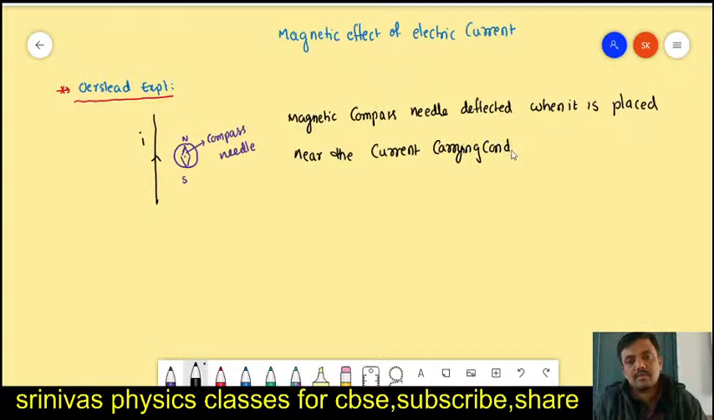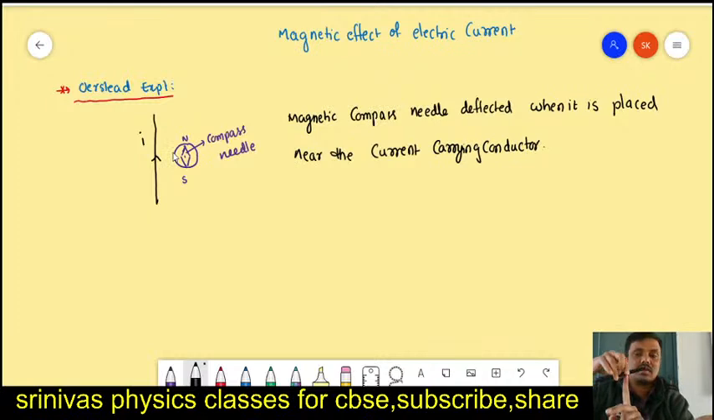Before this observation, magnetism was considered different from electricity. Magnetism is the property produced by a magnet. Electricity is the current produced due to the flow of charges. These are two different phenomena. But after Oersted, the name of the scientist, observed this, he kept the magnetic compass near the current carrying wire. A magnetic compass is a tiny magnet pivoted over a pin.